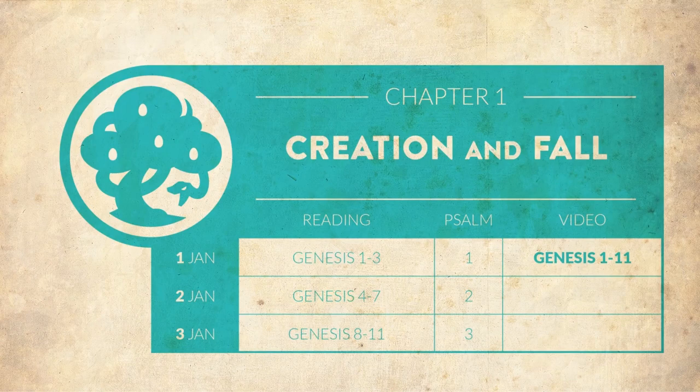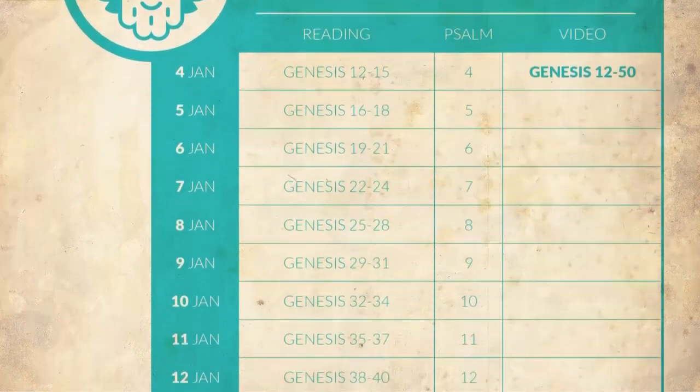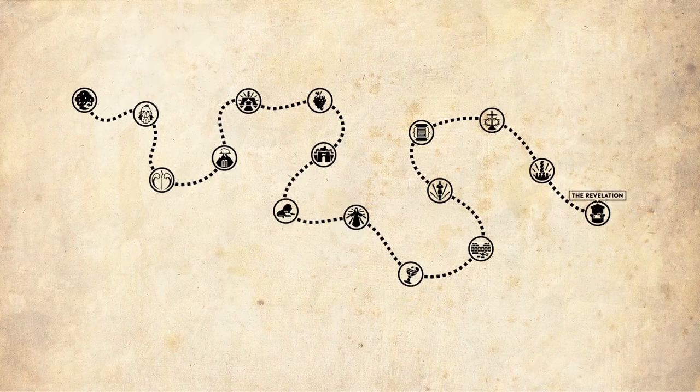Some of these are shorter, others are longer. And if you take just 15 to 20 minutes a day to complete each session, you'll be able to read through the entire Bible in less than a year. Now, even with this map, many books of the Bible are really confusing. It's very easy to get lost.